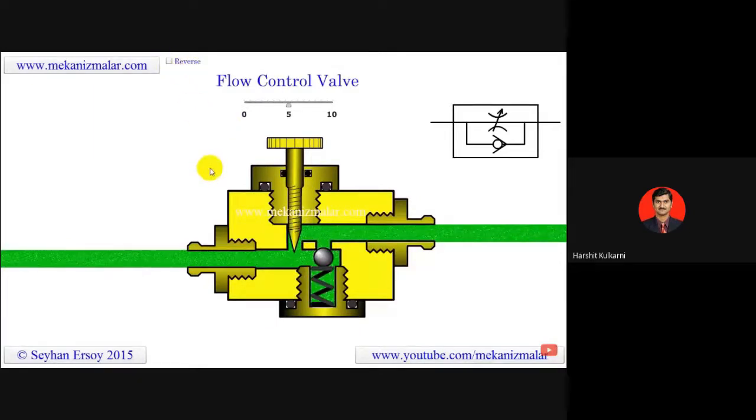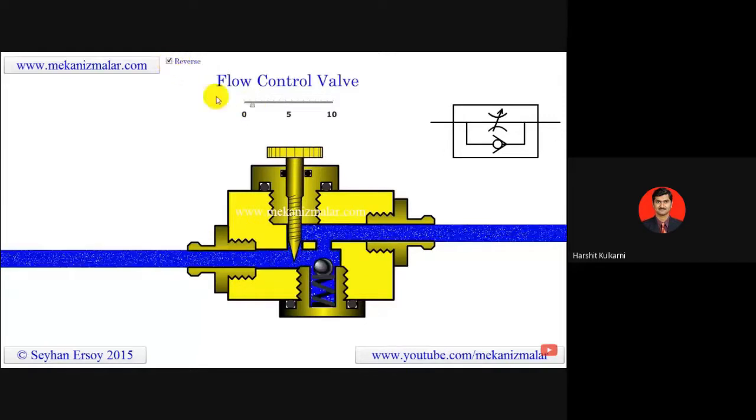In this animation, a high pressure flow to the cylinder is shown with green color and low pressure return flow is shown with blue color. By changing the needle position, we can change the flow rate going toward the cylinder. This way, the forward speed of the piston of the cylinder can be fine-tuned. On the other hand, the reverse flow goes over the check valve and the needle combinations.